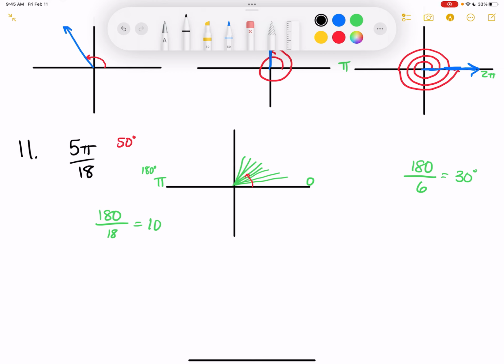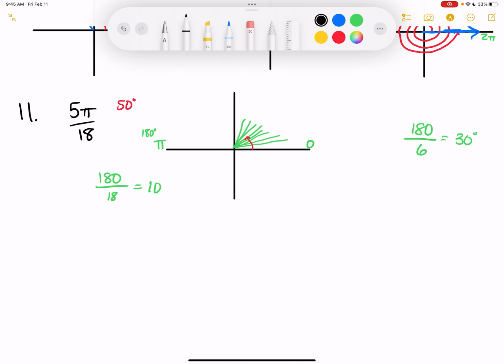All right, so the next thing says to find the coterminal angles. This should have been talked about in the notes, but this is finding one positive angle and one negative angle that are coterminal with a given angle. So what does that mean?